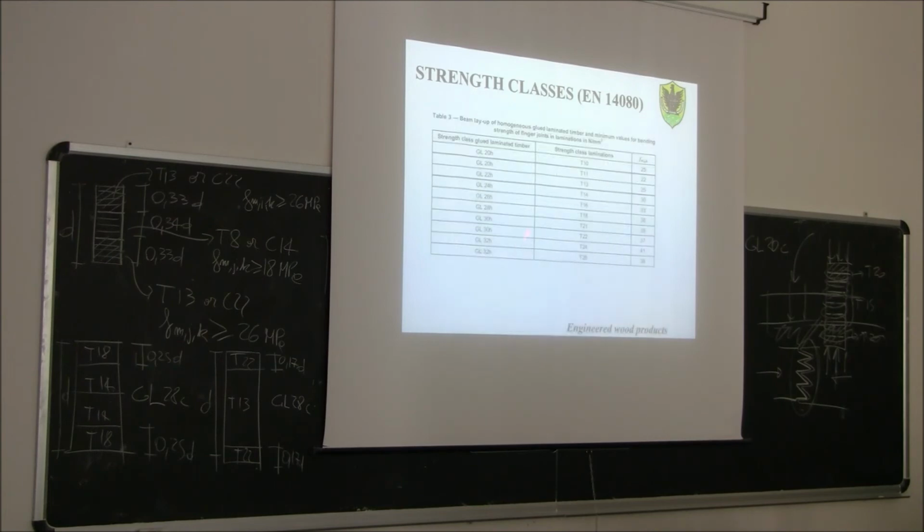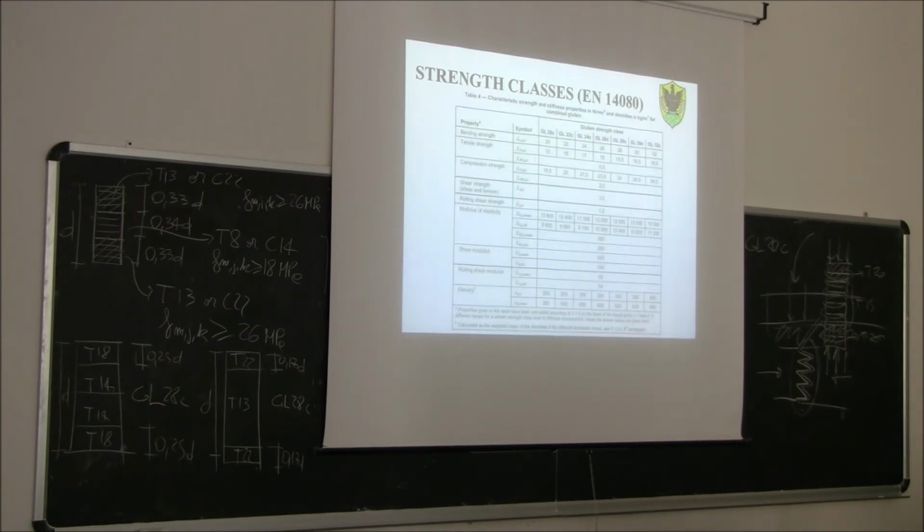Then of course you have another table for homogeneous. For homogeneous, it is much simpler. For example, if you want to get a GL28 homogeneous, you just have to use T18 boards. So all the boards must be T18, with a characteristic finger joint strength of at least 36 megapascal.